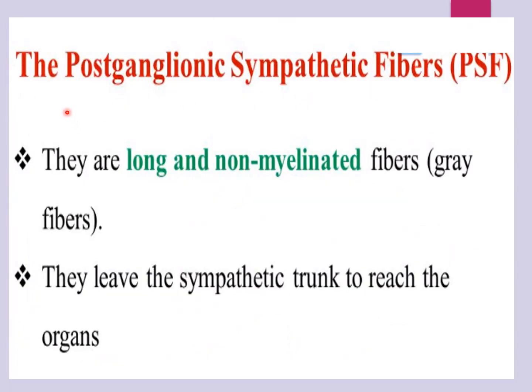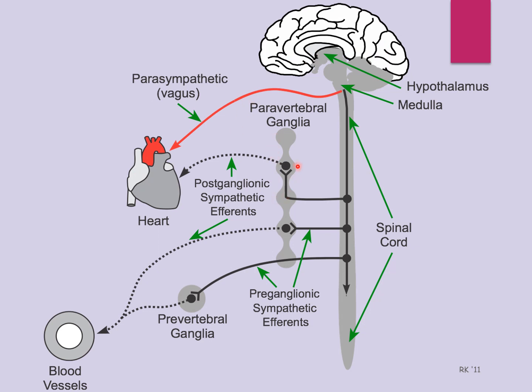Now coming to the postganglionic sympathetic neurons, they are long, non-myelinated fibers, also known as the gray fibers. They leave the sympathetic trunk to reach the organs. Coming to the location of postganglionic neurons, they are located primarily in ganglia located on the sympathetic trunks.